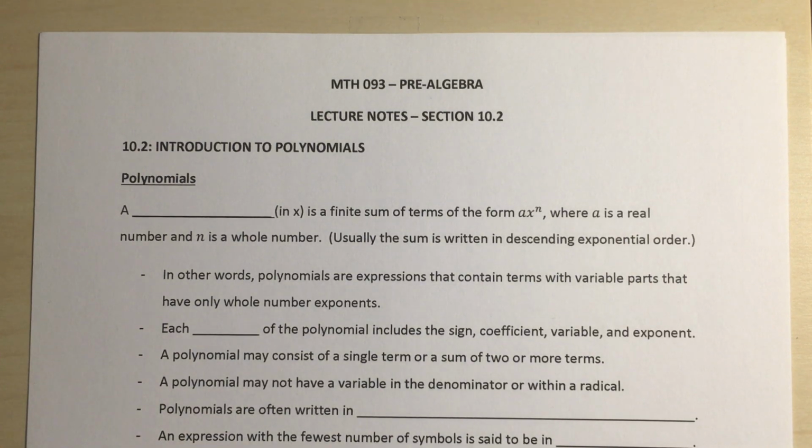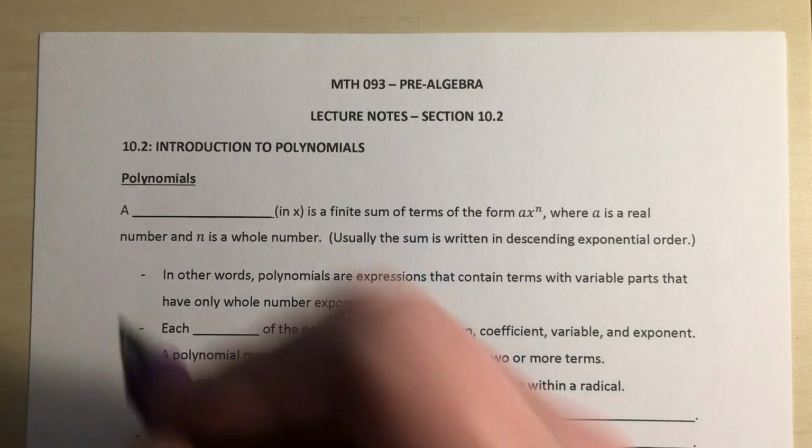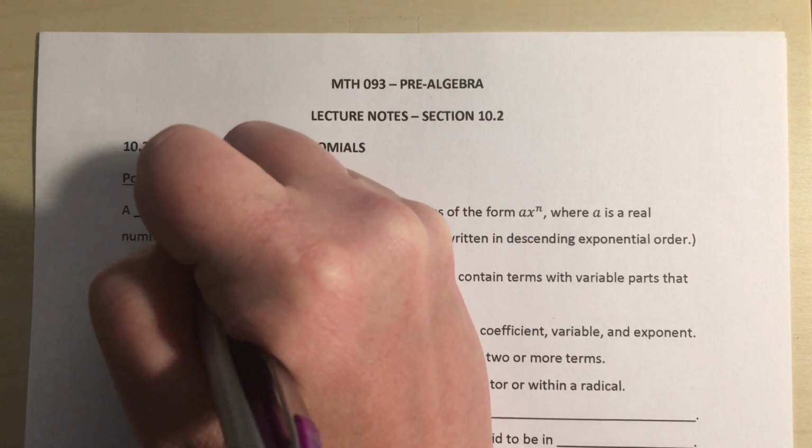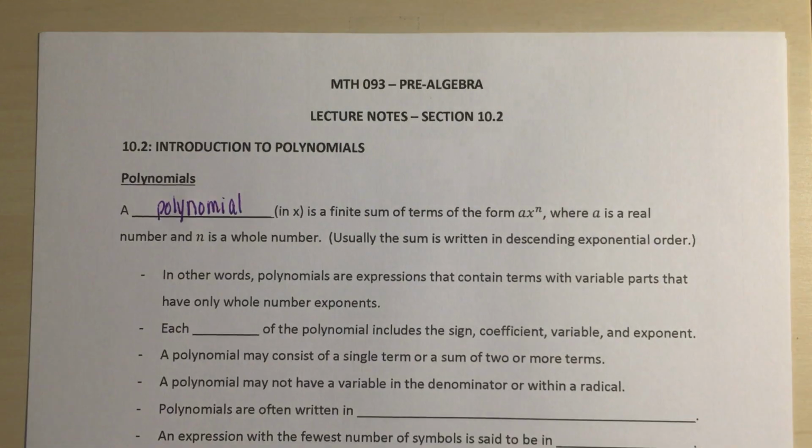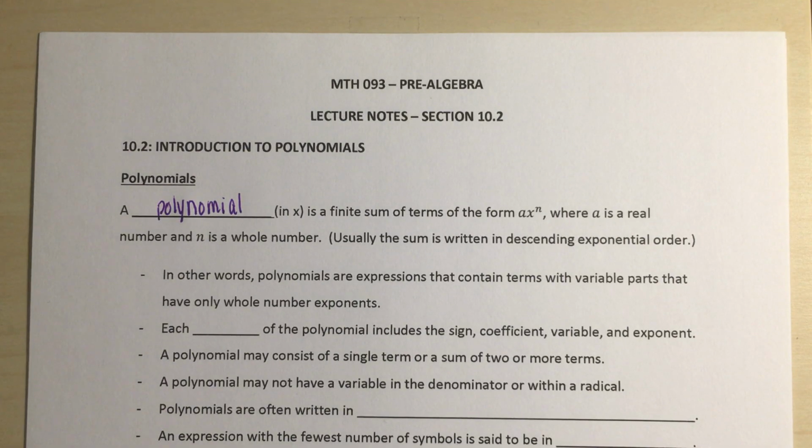Today we're going to talk about section 10.2, which is our introduction to polynomials. As we get started, the first thing we're going to look at is a definition of the word polynomial. A polynomial in X is a finite sum of terms of the form ax to the nth power, where a is a real number and n is a whole number.